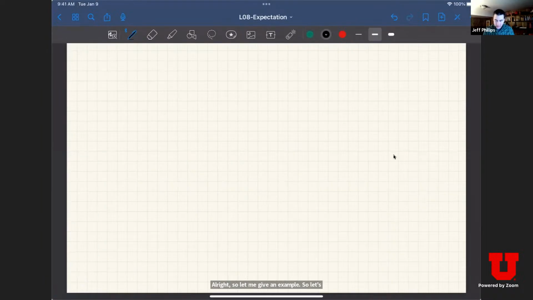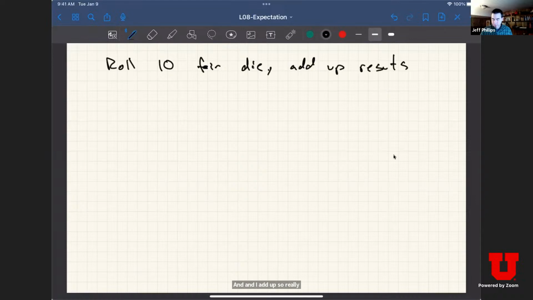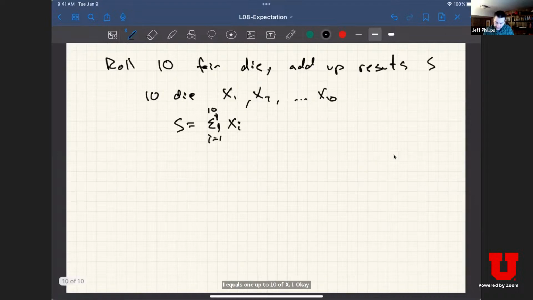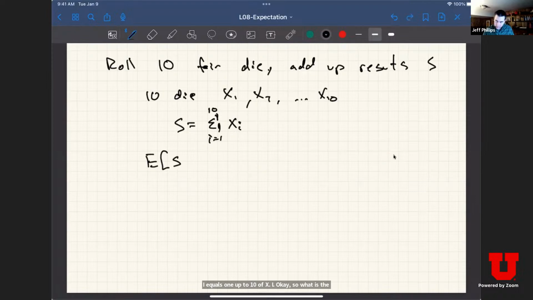So let's say I roll 10 fair die, okay, and I add up the results. So this gives me a random variable, S, right? So I'm going to have 10 die, x1, x2 up to x10, and S is going to be the sum of their rolls, right? The sum from i equals 1 up to 10 of xi. Okay, so what is the expected value of S?